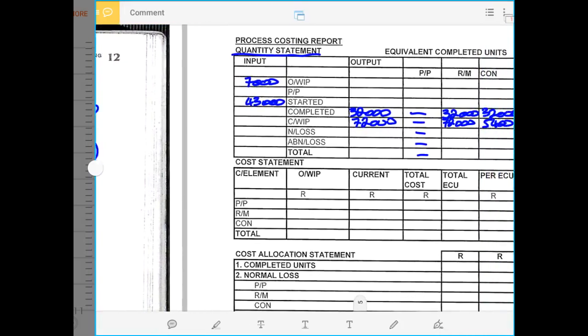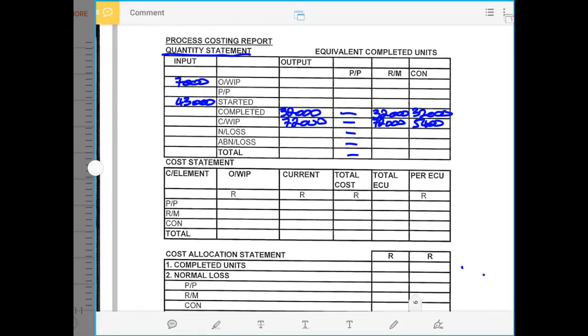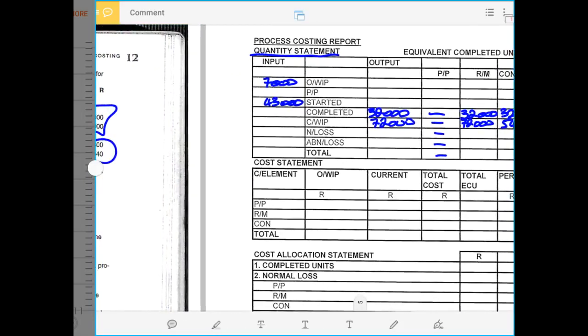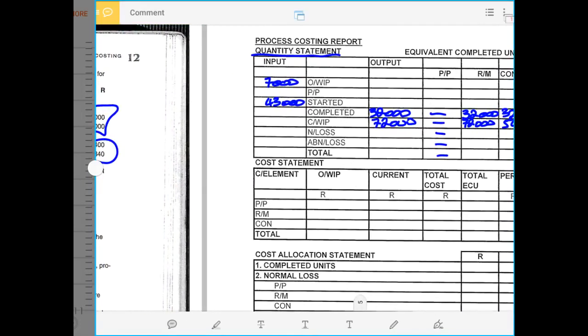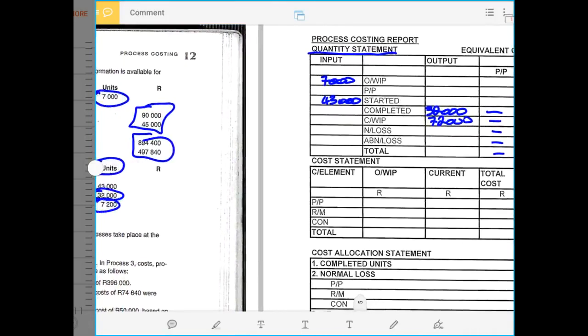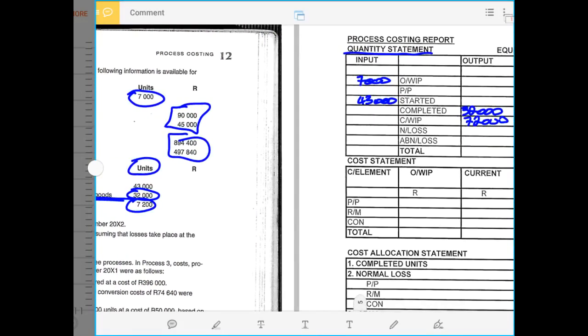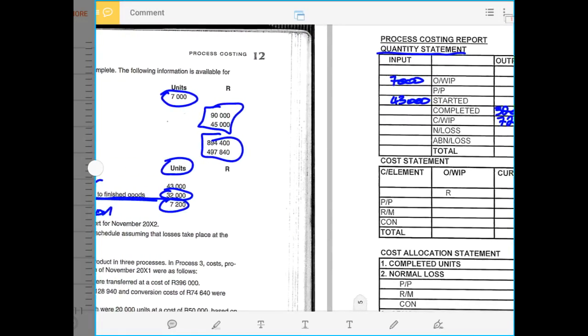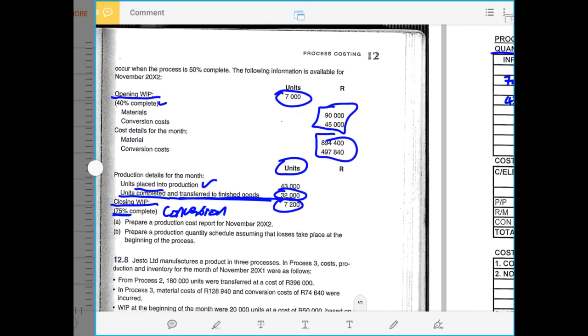So now we have recorded only the 75% completed portion in the conversion cost, as 75% of 7,200. That means out of that 7,200, only 5,400 is partially complete in terms of conversion cost. However, material is all there at the beginning of the process. So now with regard to the units, we have covered everything that they wanted us to cover.